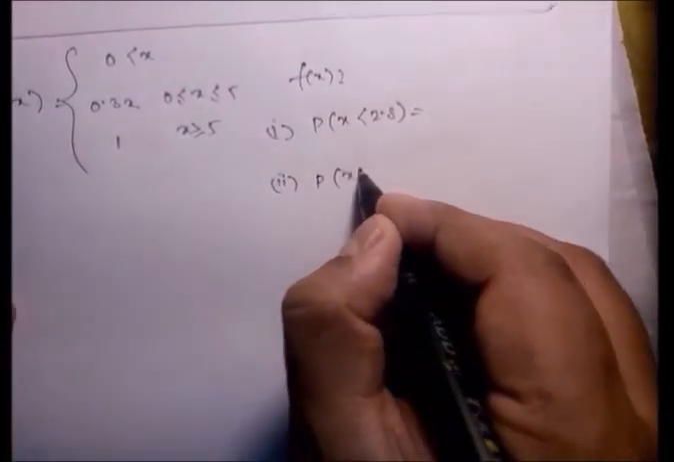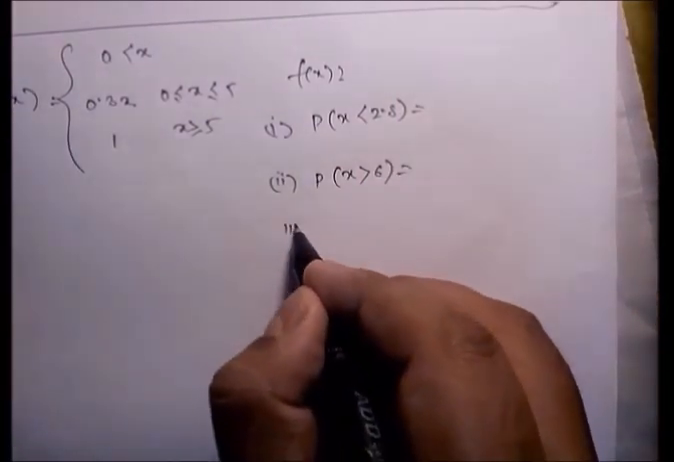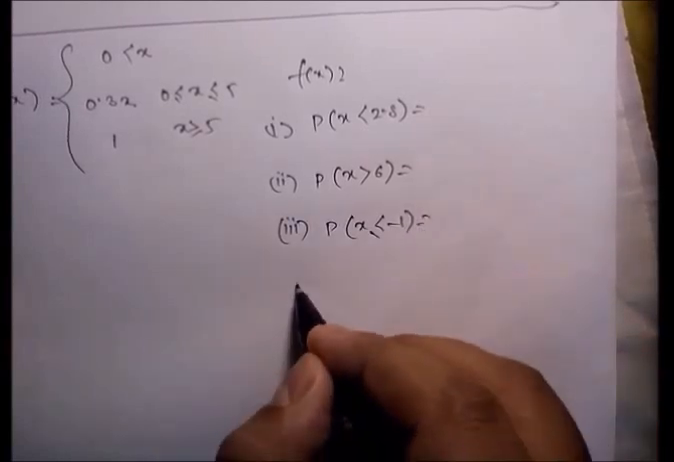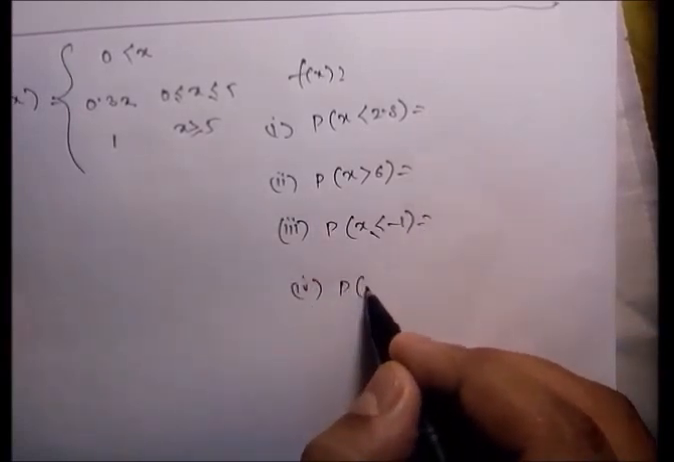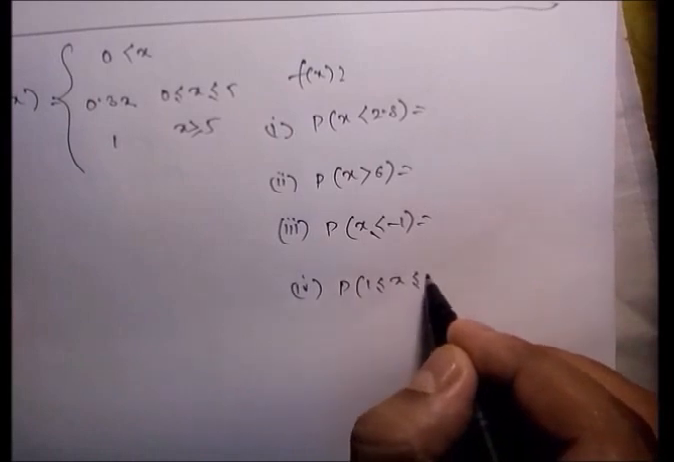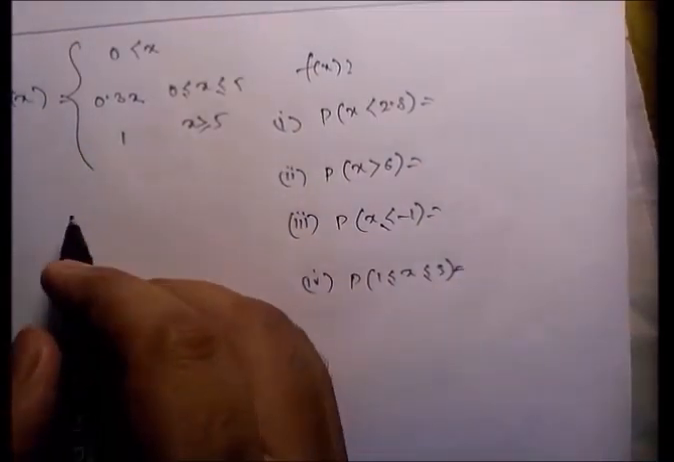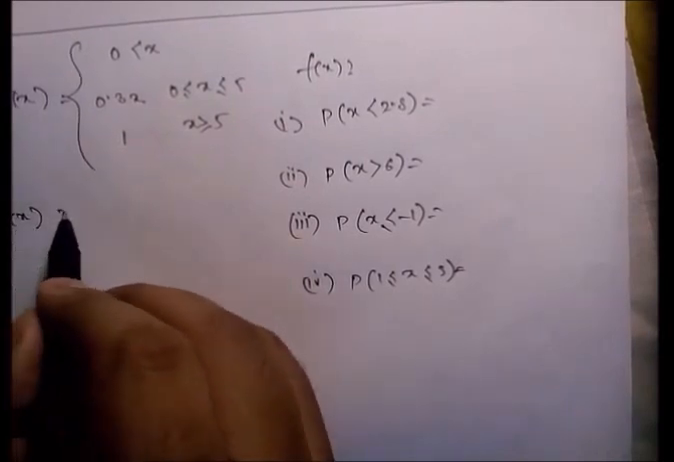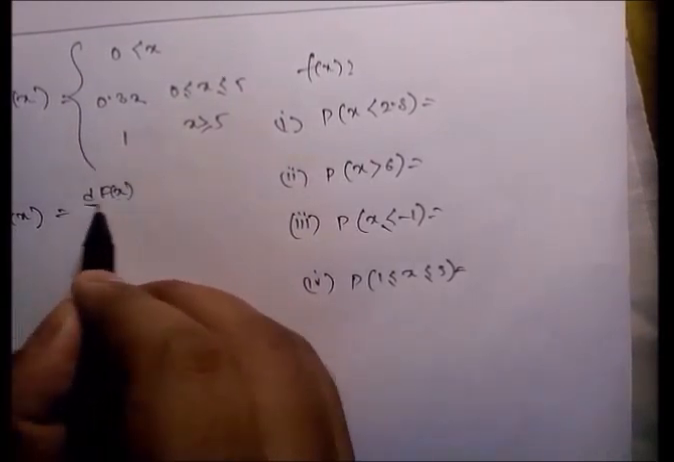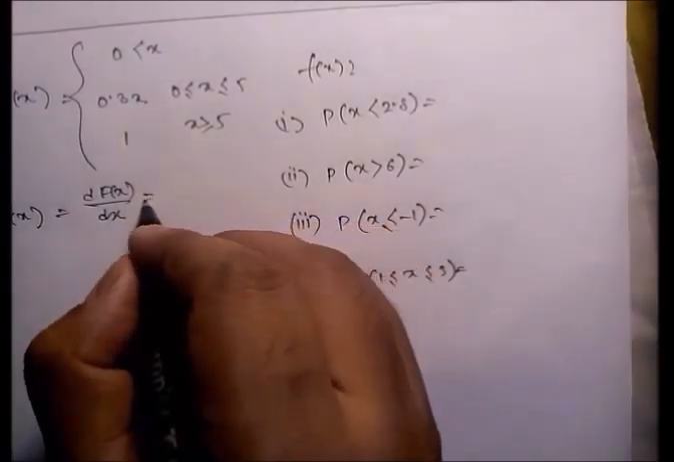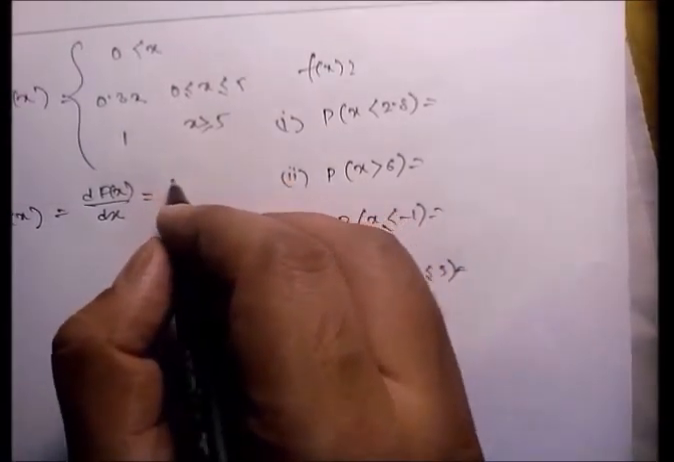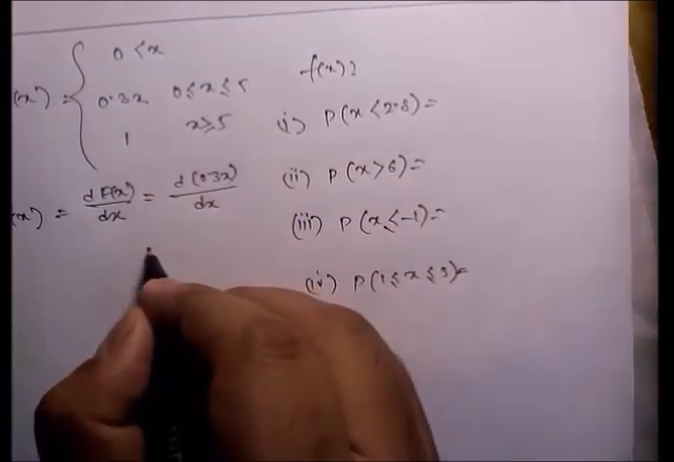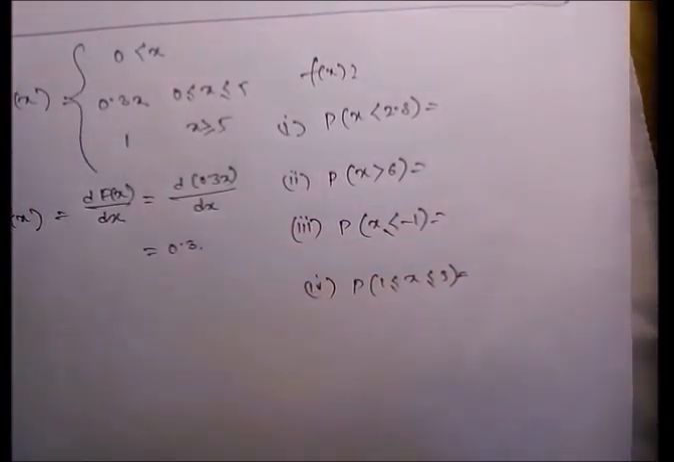We need to find, first, x less than 2.8. Second, x greater than 6. Third, x less than or equal to minus 1. And fourth, x between 1 and 3. To calculate, we already know f(x) is nothing but dF(x) by dx. We have seen that d of 0.3x by dx is 0.3.